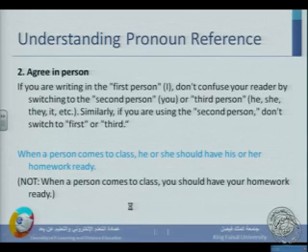Understanding pronoun reference number 2: agree in person. For example, if you're writing in the first person I, do not confuse your reader by switching to the second person you, or third person he or she or they or it. Similarly, if you are using the second person, do not switch to first or third. So when a person, for example, comes to a class, he or she should have his or her homework ready. لاحظوا.